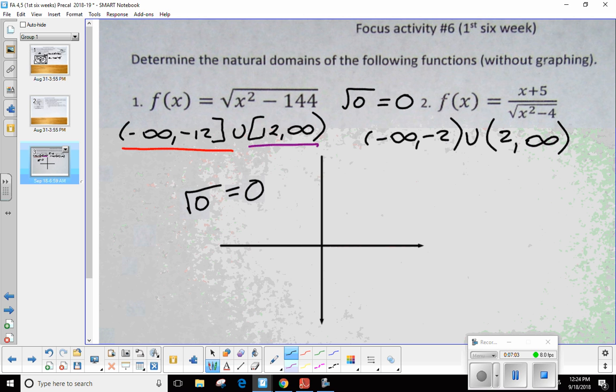See, we could go ahead and include the 12 and negative 12 in number 1 because we're not dividing by 0. We can take the square root of 0. But in number 2, we can't do that. Is everybody okay with that? Okay. All right. Good.